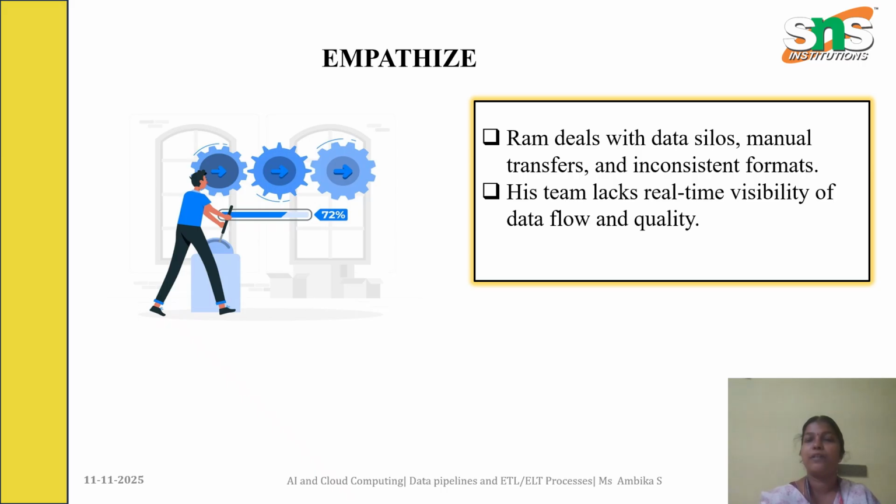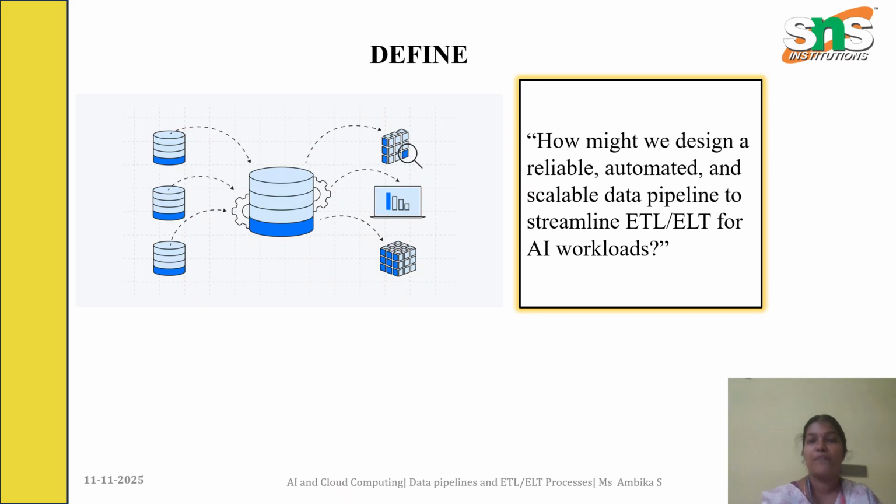And manual transfers automatically lead to data silos. Inconsistent formats are nothing but data stored in, say, a date-month-year format or a month-date format. His team also lacks real-time visibility of the data flow as well as the data quality. Let us define the problem. How might we design a reliable, automated, and scalable data pipeline to streamline the ETL or ELT processes for AI workloads?